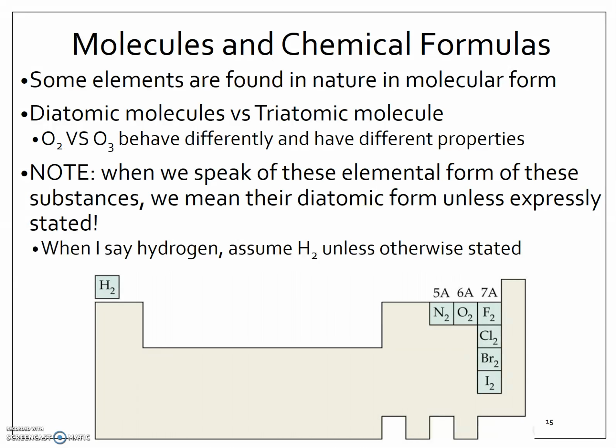Now, when we speak of these elemental forms of these 7 elements, we mean the diatomic unless expressly stated. So when I say hydrogen interacts with oxygen, your first instinct should be, oh, that's H2 interacting with O2.